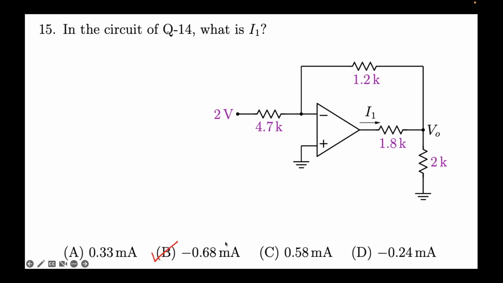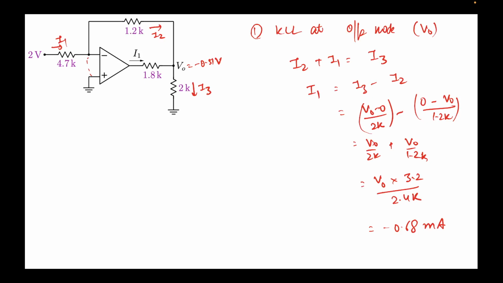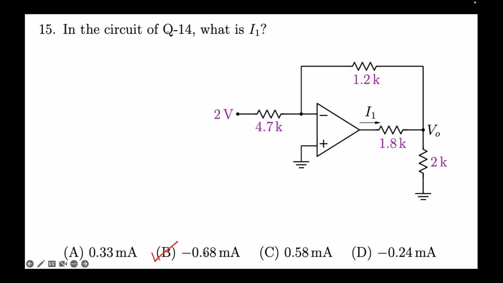Okay, so that completes the session for today. But just before we close, just a couple of remarks. You see this I1 has a negative sign. What this means is that the direction is reversed, right? Instead of current flowing from left to right, the current is actually flowing from right to left, right?